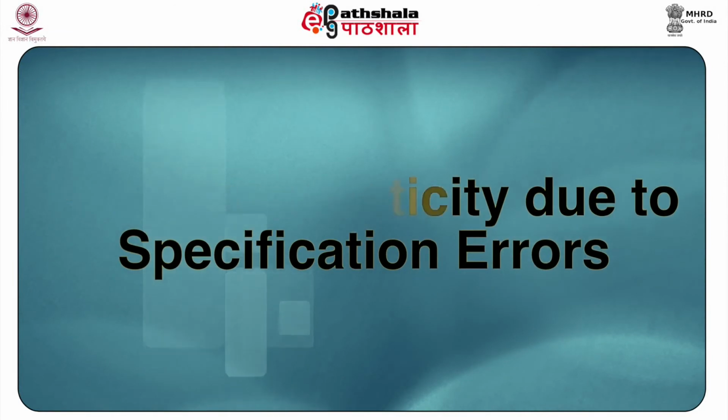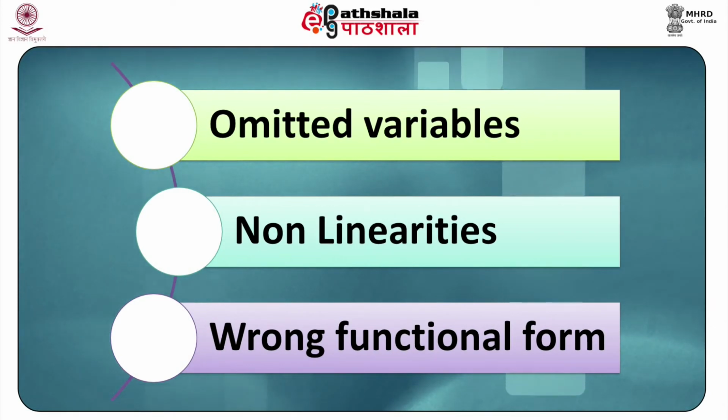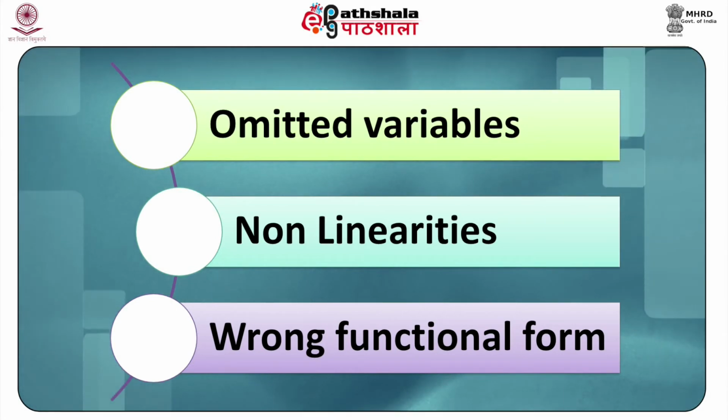Heteroscedasticity due to specification errors. Here also we may have different possibilities. The first is the omitted variables case. If a researcher omits a relevant variable from the regression model, the effect of this variable will be captured by the error term. It will appear that there is a systematic relation between the disturbances and some exogenous variable, and the variance of the error terms will not be constant across observations.